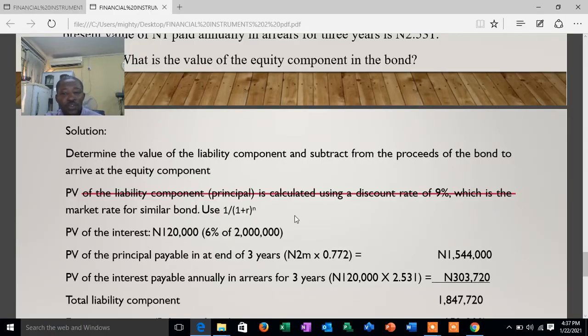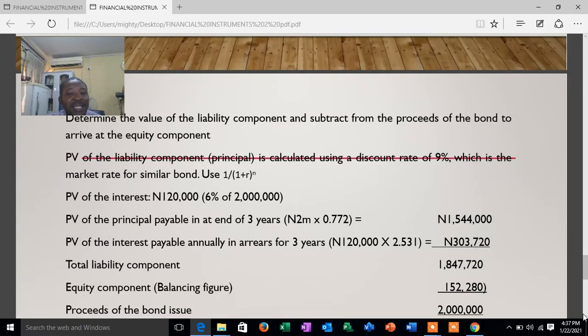So all we need to do, let's quickly calculate the present value of our interest. Remember that the proceeds are 2 million and the interest rate per year is 6%. So that means the interest for each year is 120,000 naira. So that's the interest that you're going to be paying each year.